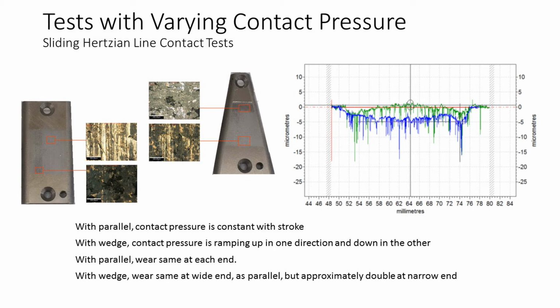With parallel, contact pressure is constant with stroke. With wedge, contact pressure is ramping up in one direction and down in the other. The question is, does this action prevent the establishment of a stable lubrication regime, hence contributing to greater wear at the mid-stroke position?